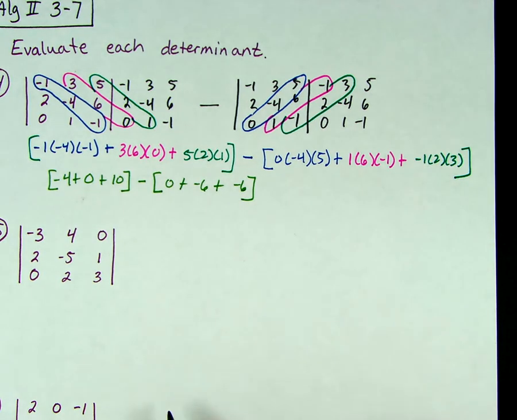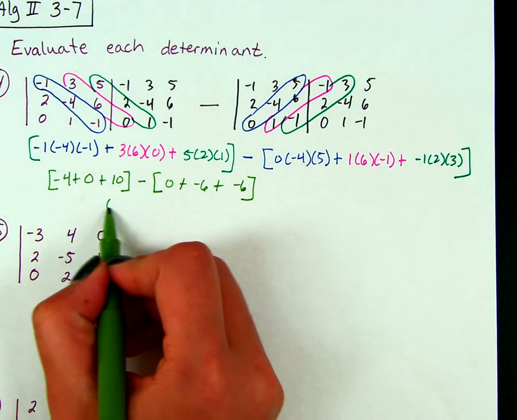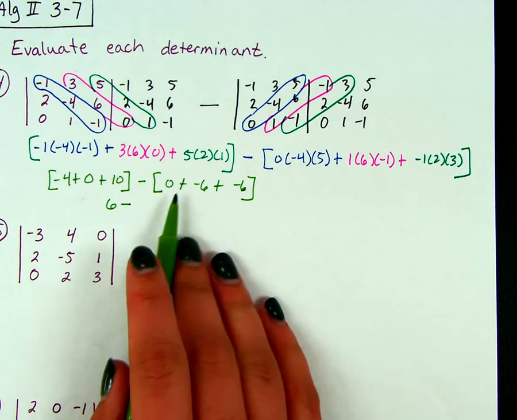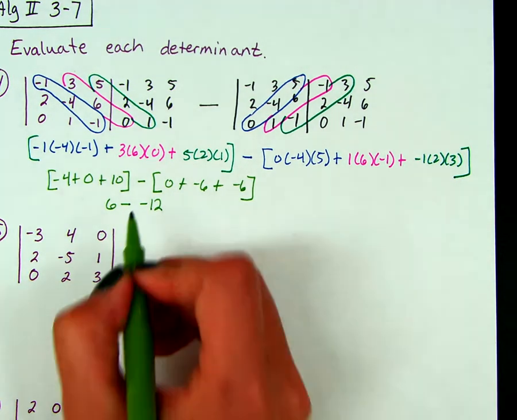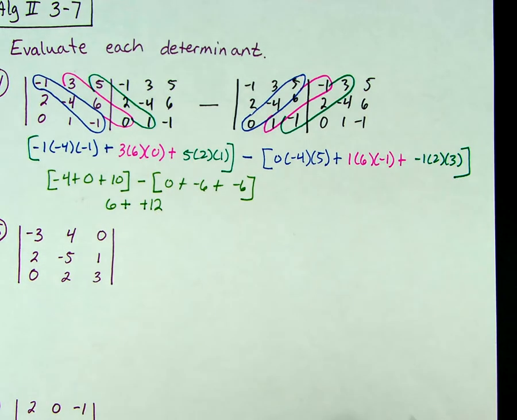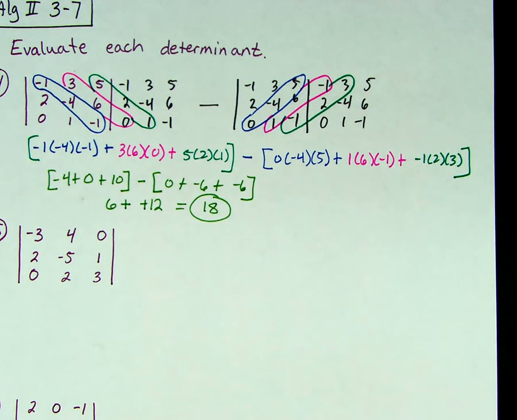Okay. So again, we're just going to keep simplifying. So -4 plus 10 is 6. And then -6 plus -6 is -12. So we're subtracting a negative, so that means that we're really adding. So 6 plus 12 is 18. So 18 is the determinant for that matrix.